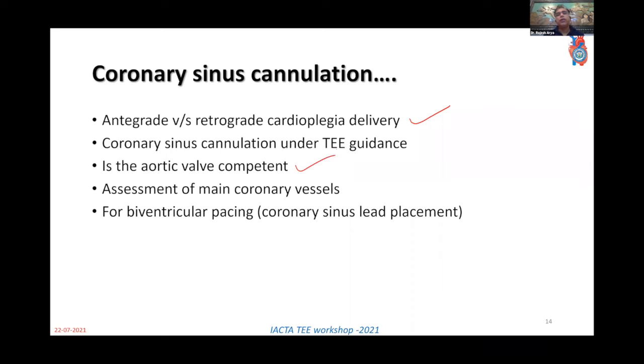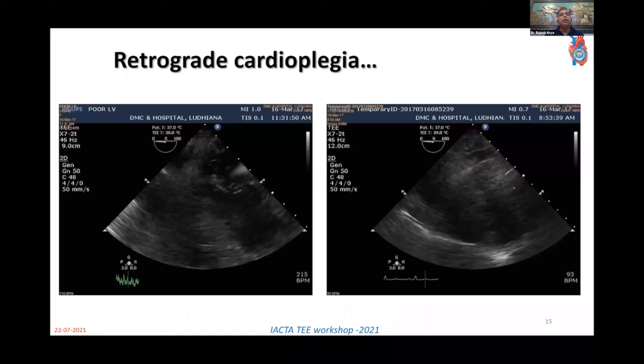If in the routine TEE examination we find that the aortic valve is incompetent, then we can suggest to the surgeon that we should preferably go for retrograde cardioplegia. We can assess the main coronary vessels. The retrograde cardioplegia going from the coronary sinus will ultimately come out through the coronary ostia. And sometimes in the cath lab also, when the cardiologists are placing biventricular pacing, they put one lead into the coronary sinus, and echo can guide them whether their guide wire is going properly into the coronary sinus or not. So these are a few examples.